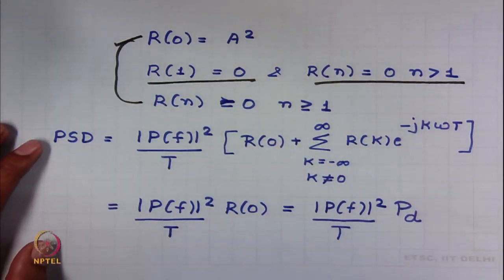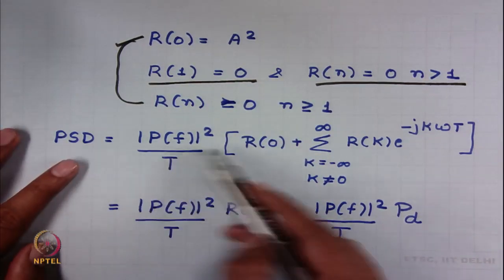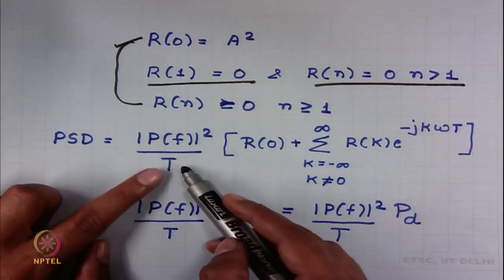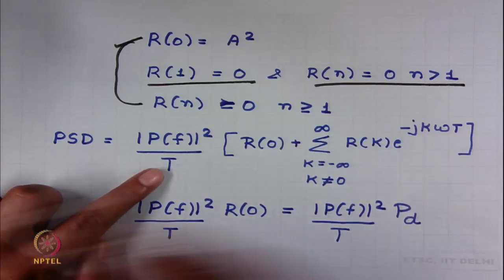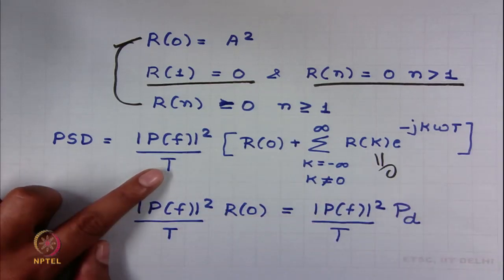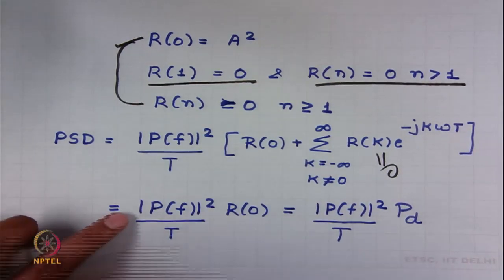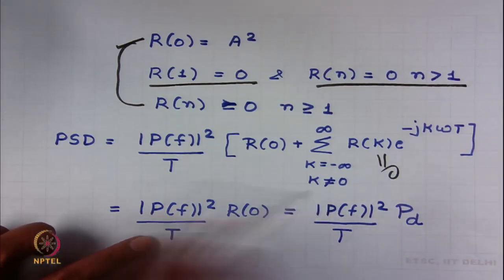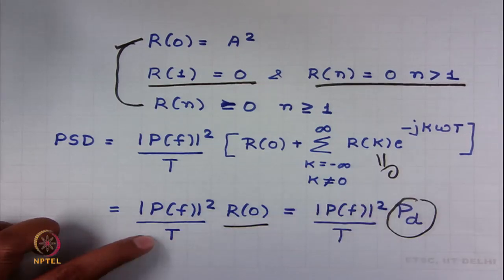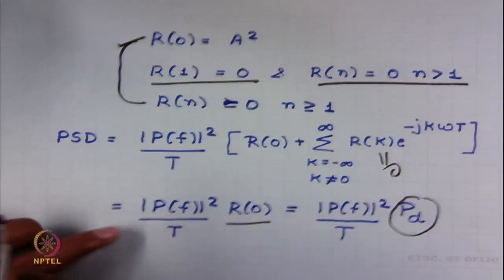Power spectral density, as I have already said, can be given by mod square of P f divided by T times r 0 and these terms, and because all of them are 0 if k is not 0, I simply end up with the power spectral density, which is mod square P f by T times r of 0, and r of 0 is nothing but the power of the data sequence, binary sequence. Okay. This we have already seen in one of the previous lectures, that r 0 corresponds to the power of the sequence.